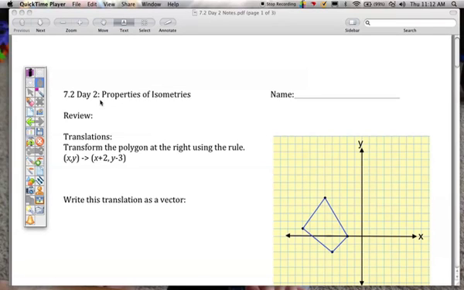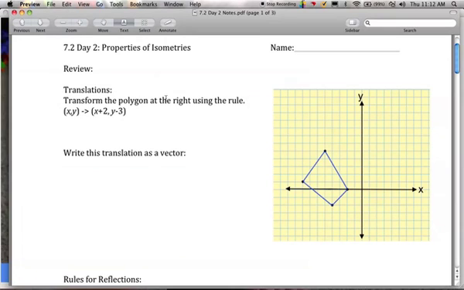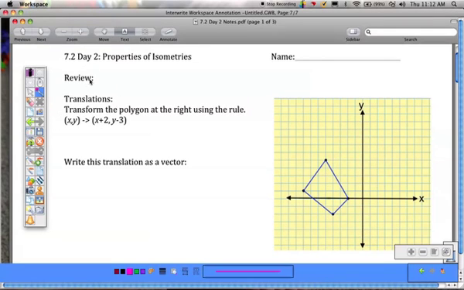It says transform the polygon at the right using this rule, and then write this as a vector. So go ahead and try that. See if you can remember what x plus 2 and y minus 3 means. So if you remember from yesterday, x plus 2, x is left and right, so plus 2 would mean right 2. Y minus 3 would be down 3. So you take every point, you're going to move every point right 2 and down 3.